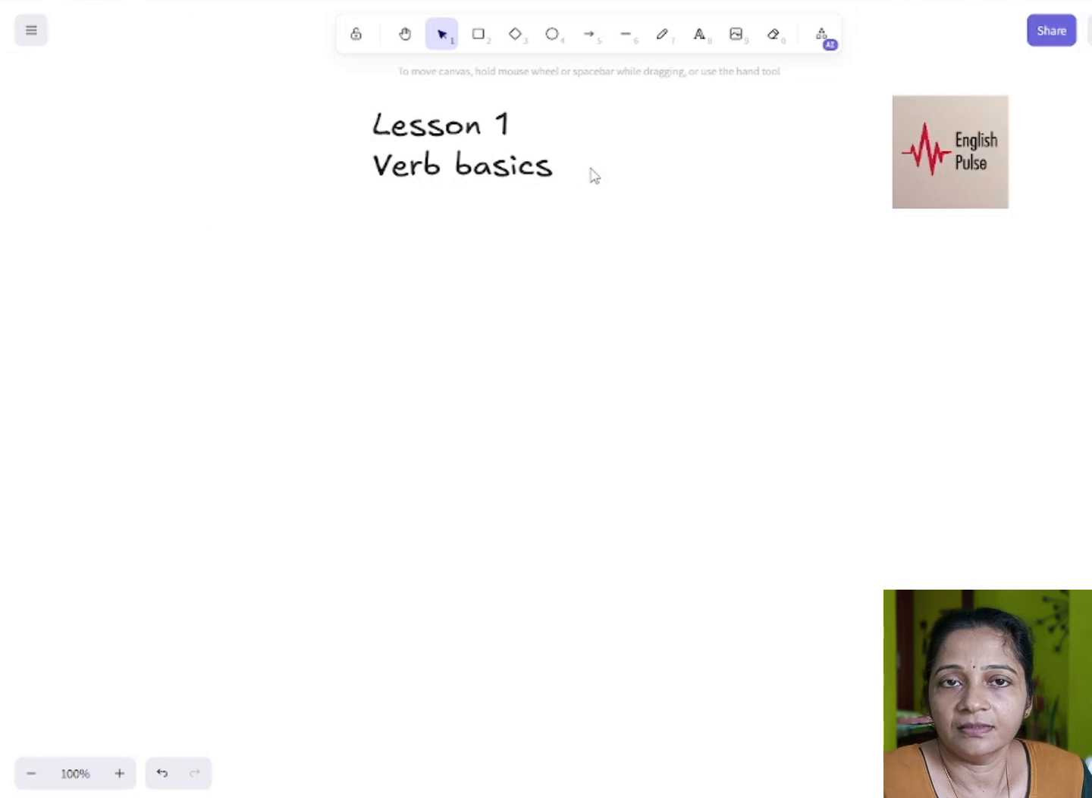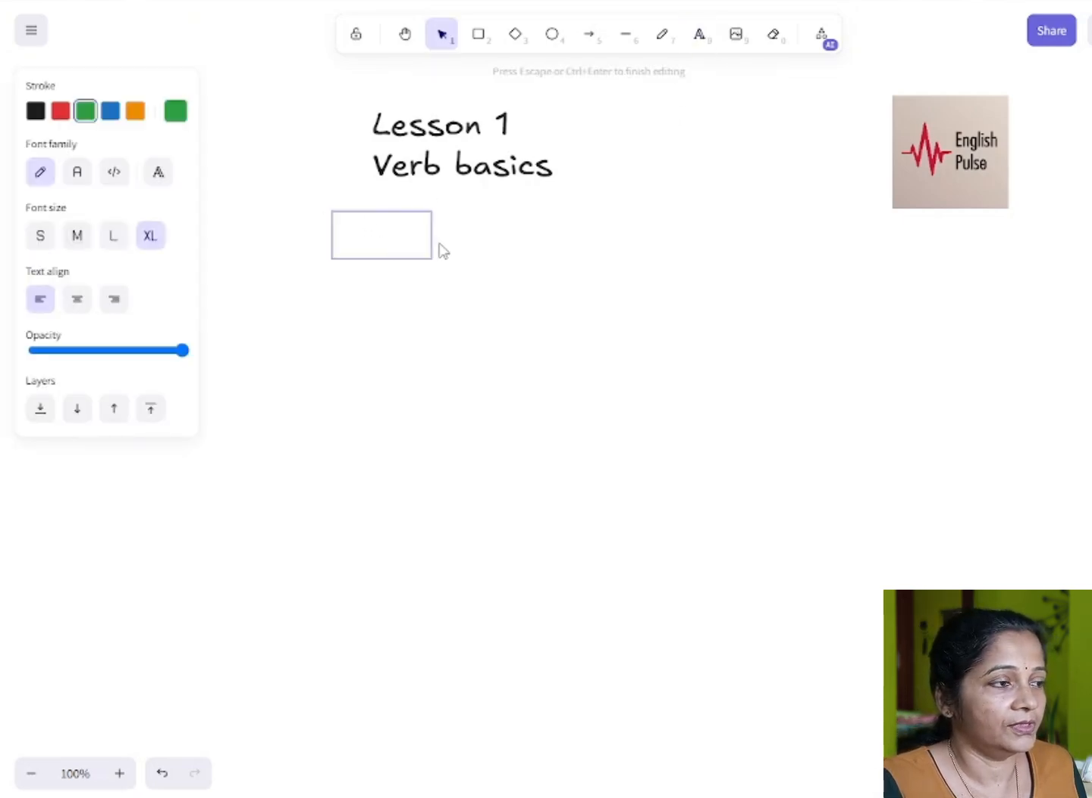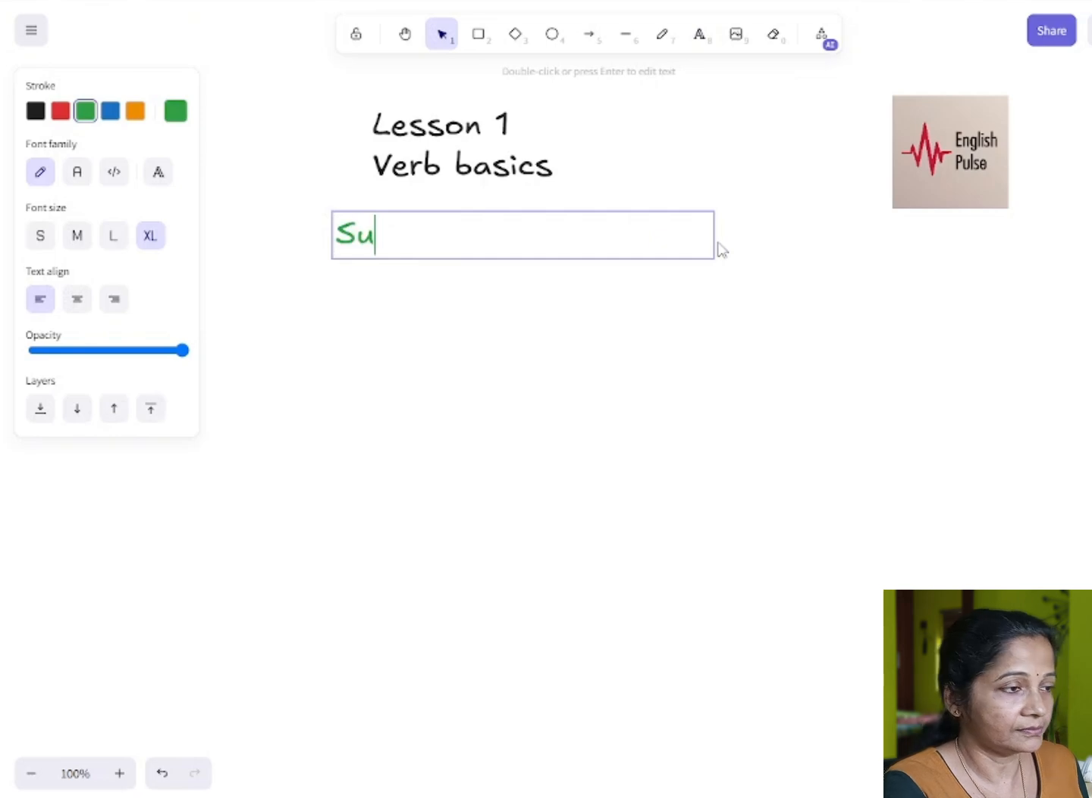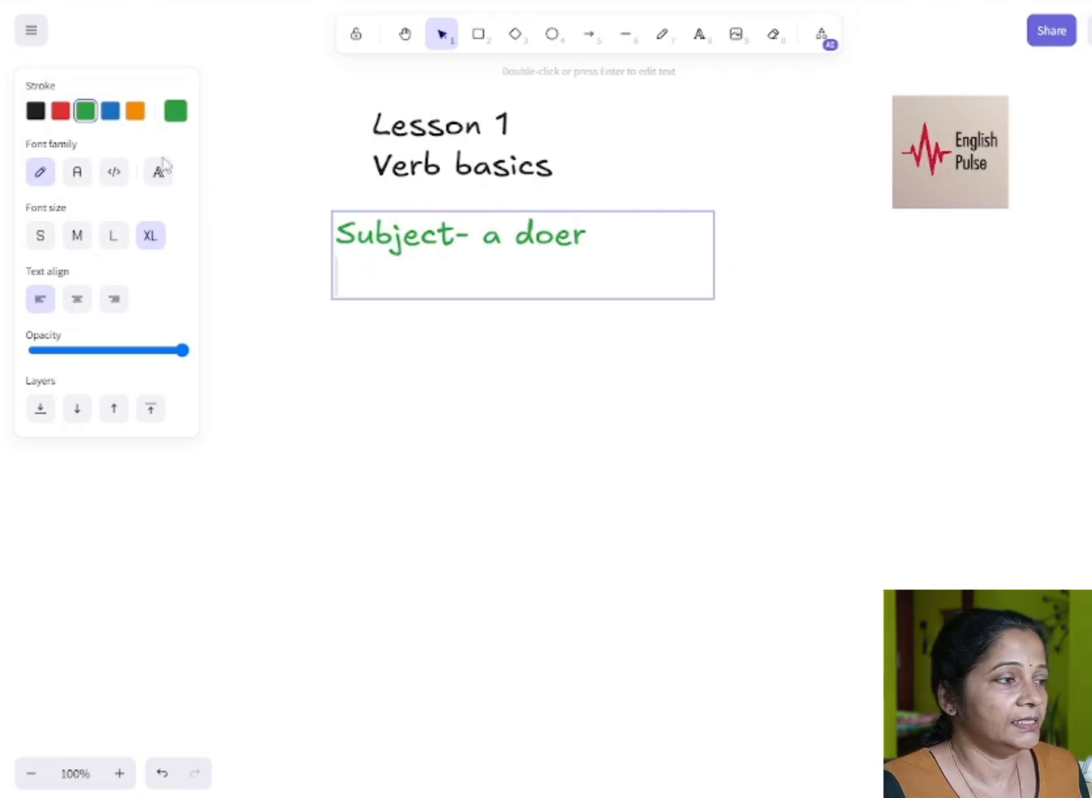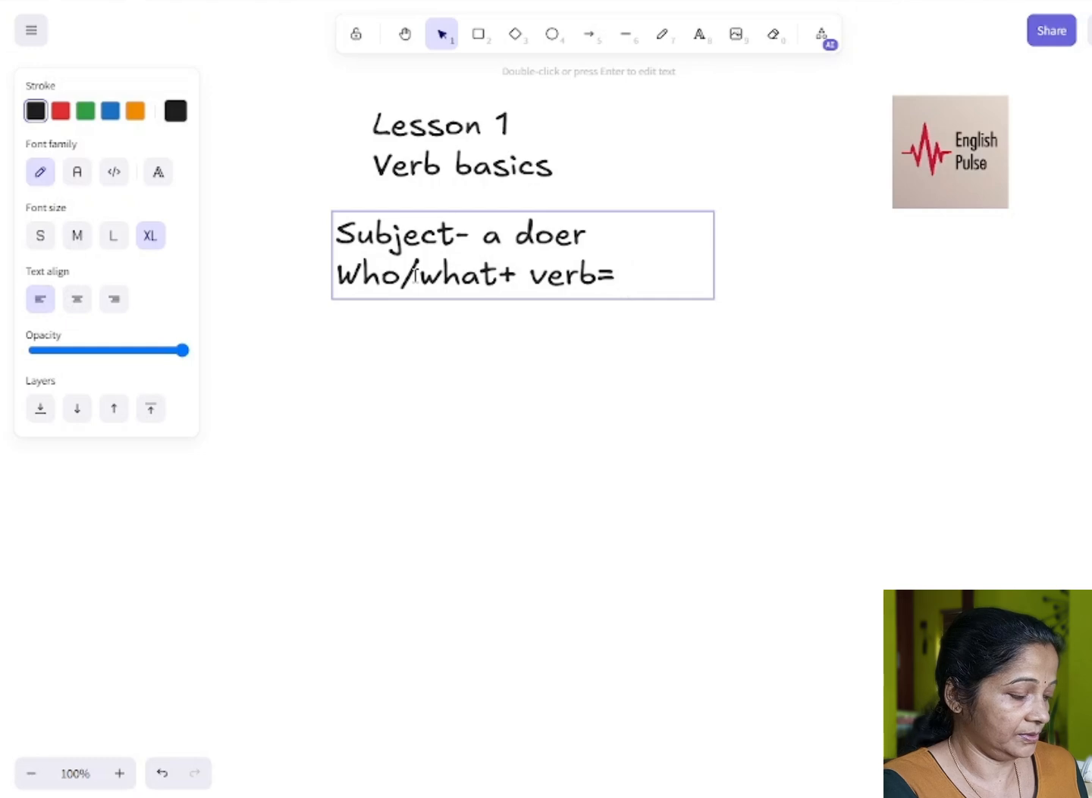As you know, every sentence has a subject and a verb. So what is a subject? Subject, we generally say doer. Doer is a subject. So let me write it down. Like, what is a subject? Subject is a doer. Or in other words, in easy terms, we say who or what plus verb equal to subject.